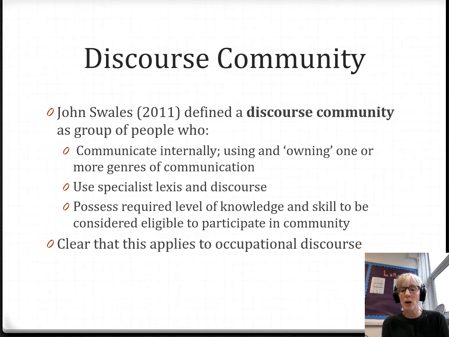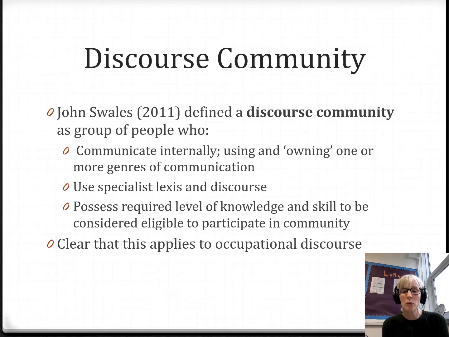So if we think of, I will use the example of education for now. If you think of all the teachers in a school, they communicate internally. They will have meetings, they will have emails sent to them from people who are managing them. They'll have training together, and they will also hang out together in the staff room, and they will communicate just with other teachers when they're doing those things.